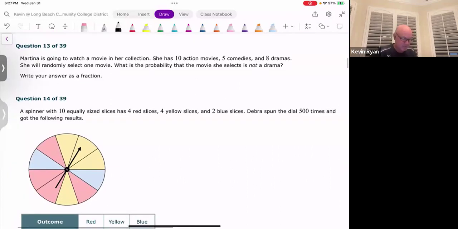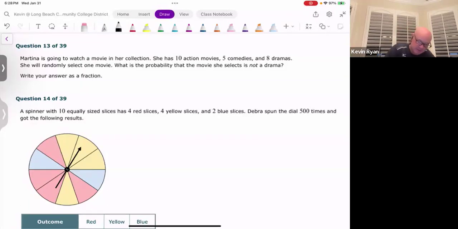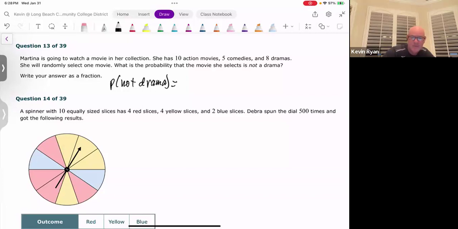Martina is going to watch a movie in her collection. She has 10 action movies, 8 comedies, 5 comedies, 8 dramas. She will randomly select one movie. What is the probability that the movie she selects is not a drama? So probability, not drama. All right, so how many movies does she have overall?